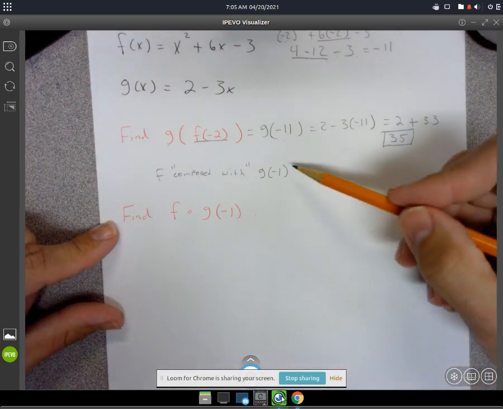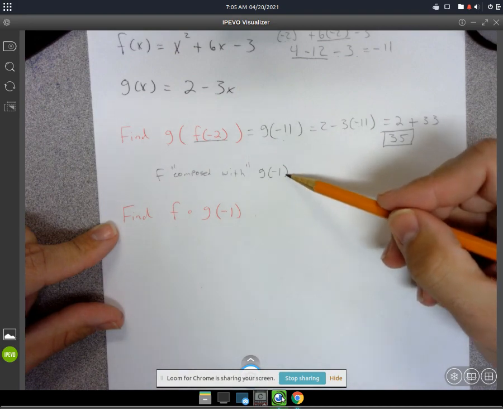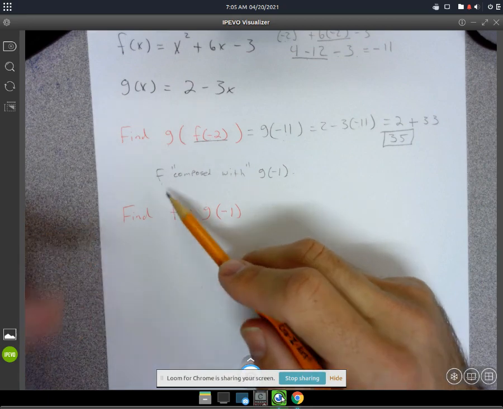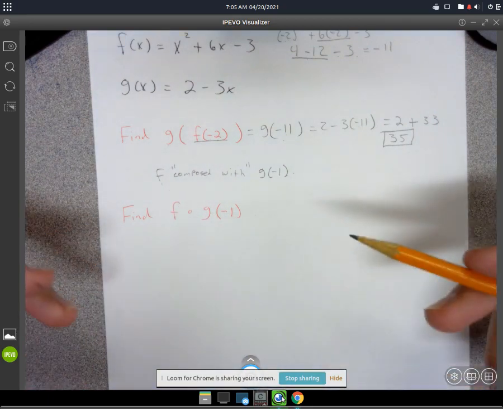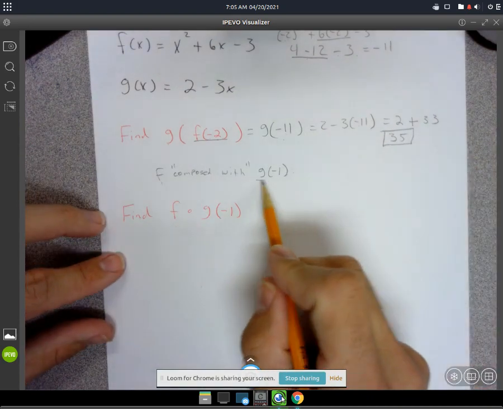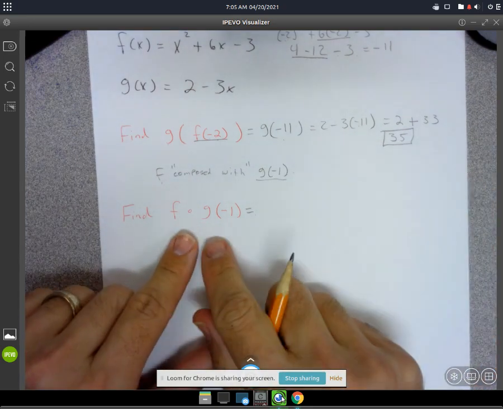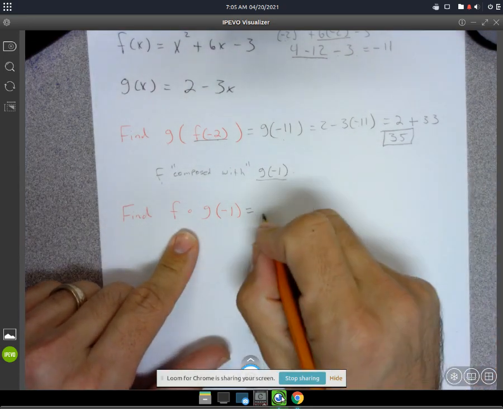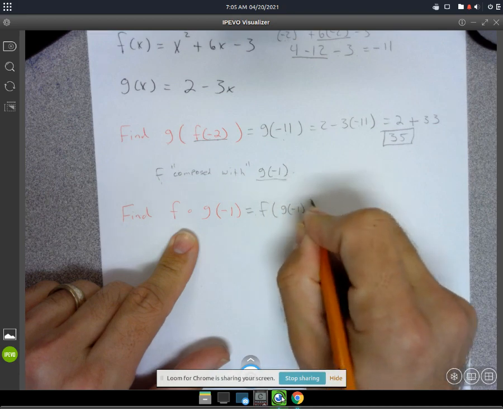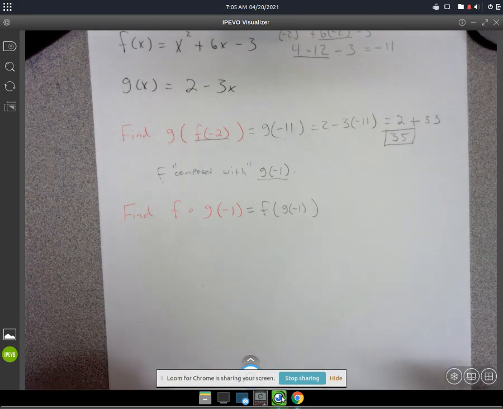So we're taking g of negative 1, and then we're using that as our input for f. So it's f, but we're composing, or we're plugging in g of negative 1. Anyway, this notation, you can rewrite it as the exact same thing. You can rewrite it as f of g of negative 1. No harm, no foul. It's totally fine to do it like this.